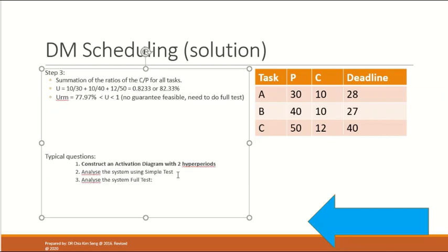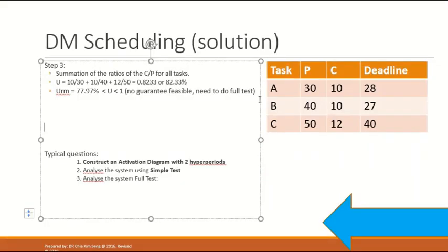But anyway, we ran our simple test already. This is a way to conduct your simple test, and then this is our conclusion. The U is actually between the URM, but at the same time more than, of course, so it's not feasible. So we can make a conclusion that one is not feasible. It cannot be scheduled. The one is very clear.